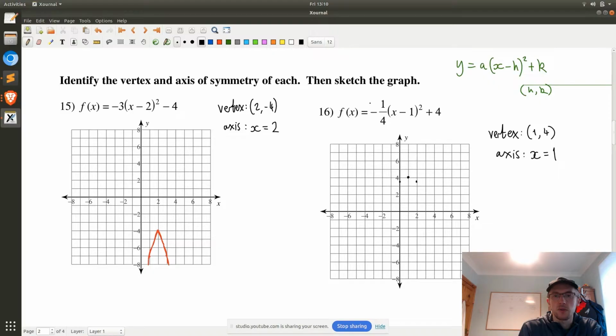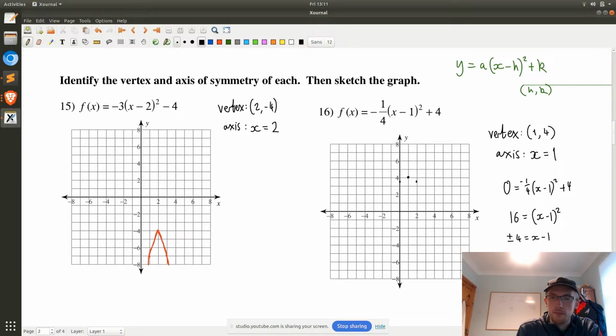Well, the thing about vertex form is you can get the roots. So you just set it equal to 0, like that. Take 4 from both sides, multiply both sides by negative 4 itself to get rid of the negative a quarter. So it'd be 16 on the left, equals x take 1 all squared. Square root both sides, so that'll be plus or minus 4.